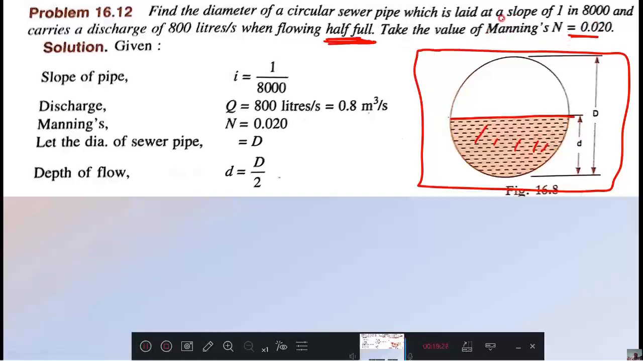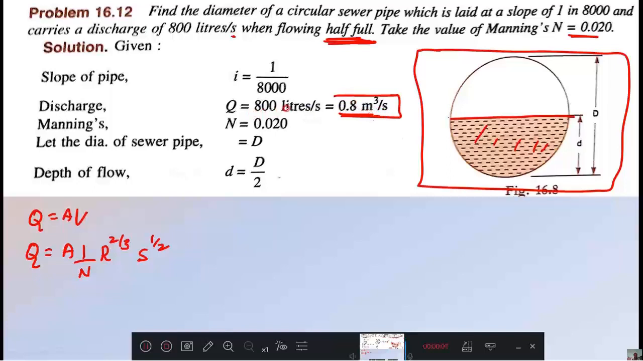The value of n is given, which means they are asking us to calculate it by Manning's equation. Okay, what is the Manning's equation? Q is equal to A into V. Then Q is equal to A into, Manning's equation, 1 by n into R raised to 2 by 3 into S raised to 1 by 2. Then in this equation you need to check, all are given. Then Q is given, that is 800 liter per second, divided by 1000, therefore 800 by 1000 is 0.8 meter cube per second. Then n is directly given.